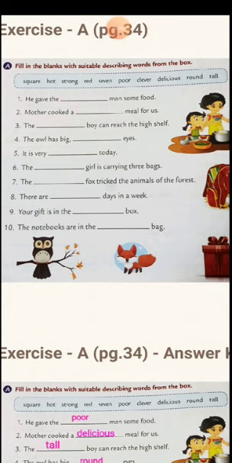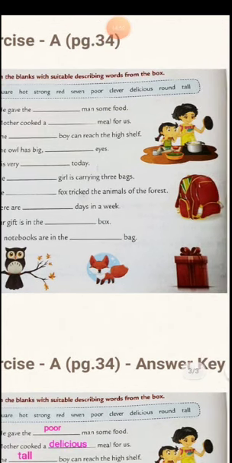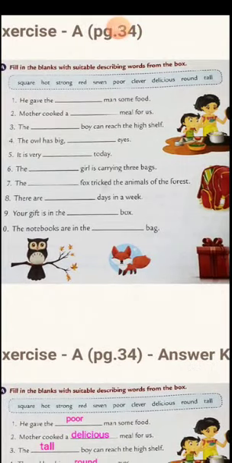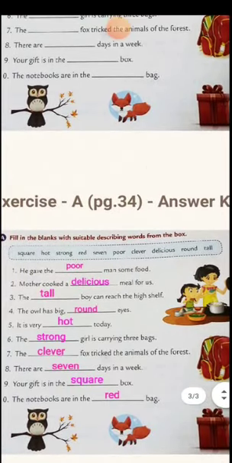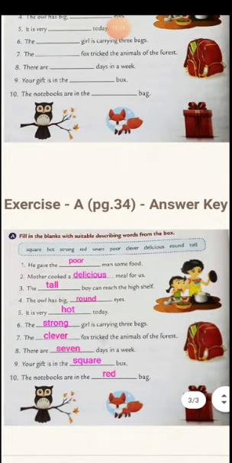Number 10, the notebooks are in the dash. Where are the notebooks? In the red bag. What's the color of the bag? Red. So the word red is the describing word, which is a color word. So I hope you have understood all these sentences and how to use them. So describing words are the words which tell us more about the naming words or nouns, and describing words are also called as adjectives.